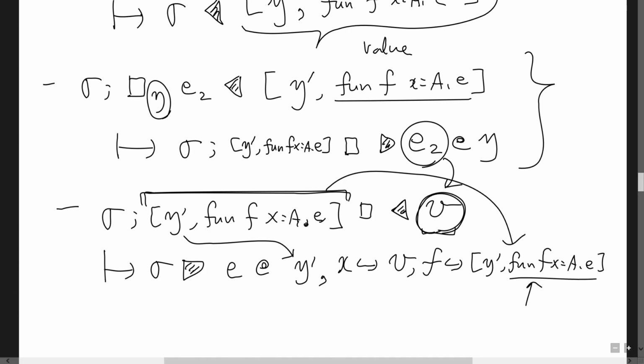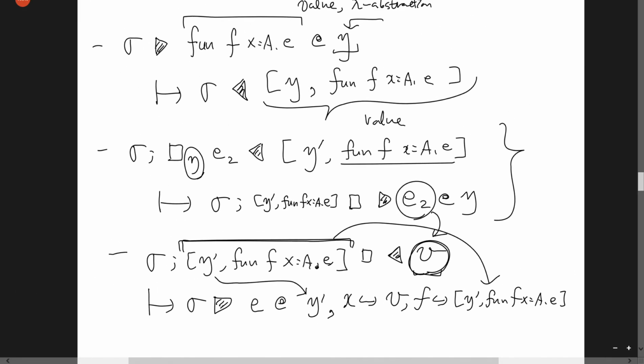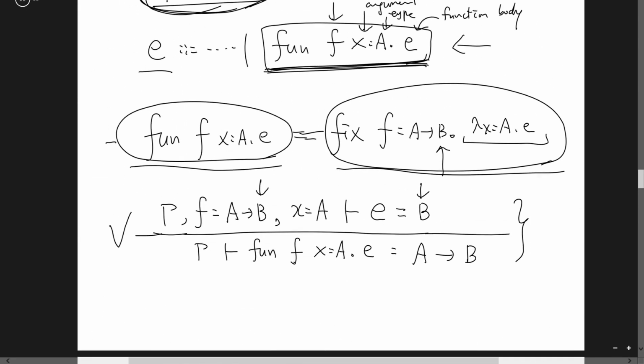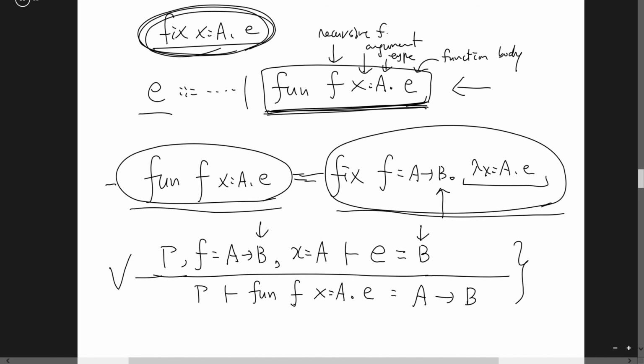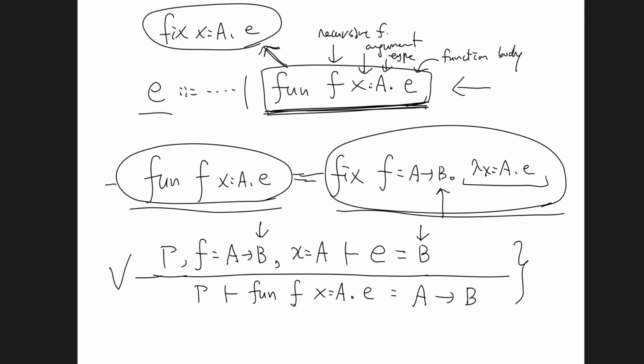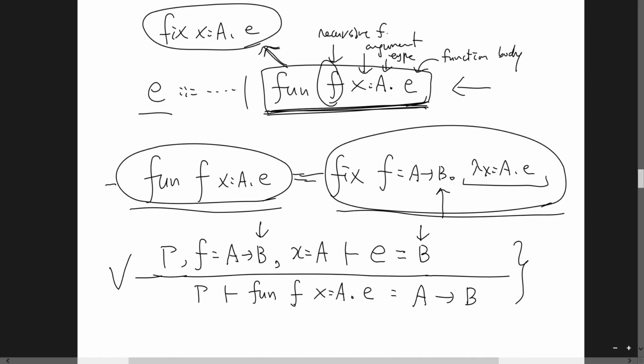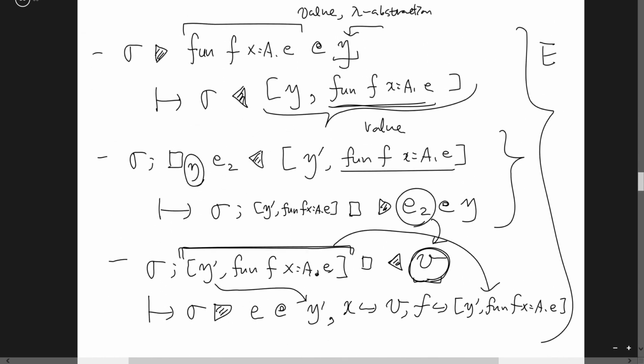So that's the way that we extended the abstract machine E. This is the new state transition rules for abstract machine E in the presence of this function construct. And this function construct is basically a special form of this fixed point construct, designed to build a recursive function f, whose formal argument is x, and function body is e. So now we have extended the abstract machine E with recursive functions.